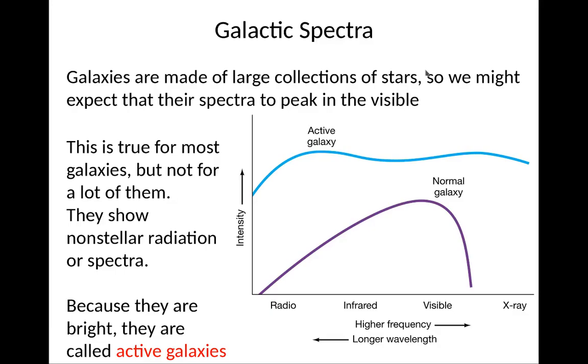Okay, now galaxies are made of large collections of stars. So you might expect that if you break up the light, most of the light will be starlight, and most of starlight is visible, right? So we expect to see their spectrum peak in the visible. This is true of most galaxies, but not all of them. Some of them actually show non-stellar radiation, and because they are so bright, they're typically called active galaxies. If it's a normal galaxy, there's the peak in the visible, and here are active galaxies. There's stuff in the radio, stuff in X-ray. If anything, there's actually a dip in the visible light.